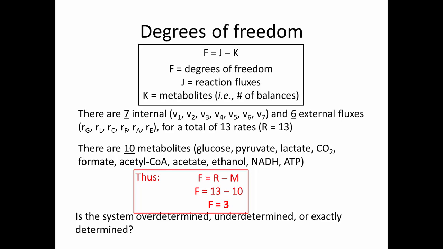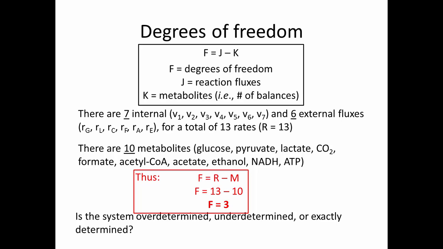And there are 6 external fluxes, either substrates coming in or products going out. That gives us a total of 13 rates. So in our case, J, or R as it's sometimes known, equals 13. There are 10 metabolites that we are considering here, all listed right here. Our K, or our M, as it were, is 10. So F equals J minus K, or R minus M, whatever you want. 13 minus 10 gives us 3. We have degrees of freedom of exactly 3.